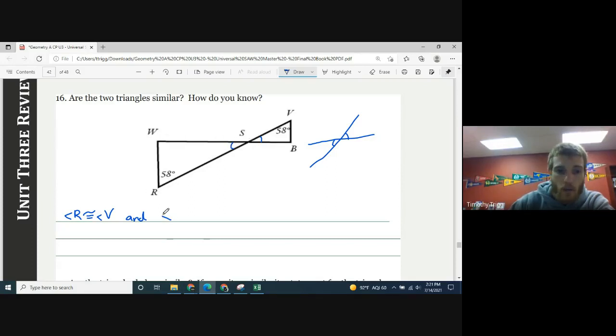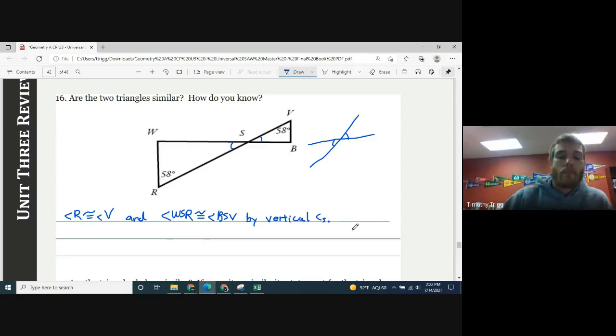So angle WSR is congruent to angle, how would I name this other one? How about BSV? So these two angles are congruent by, what property tells us those are congruent? Remember, vertical angles. By vertical angles. I sometimes abbreviate the word angles by just drawing an angle.